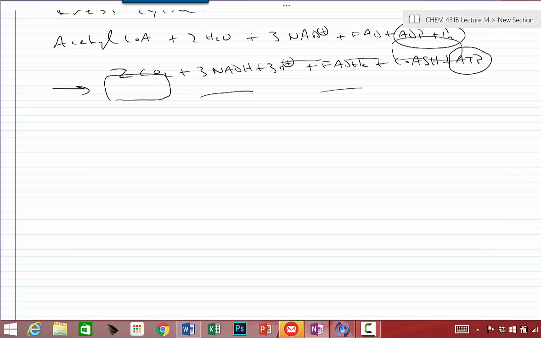Pyruvate dehydrogenase complex, right? That monster enzyme that has E1, E2, and E3 in it. And so this enzyme acts exactly the same as pyruvate dehydrogenase complex. Does anyone remember what the substrates are for pyruvate dehydrogenase complex? Pyruvate, okay, so pyruvate's one of them. And then there's a cofactor called coenzyme A, right?